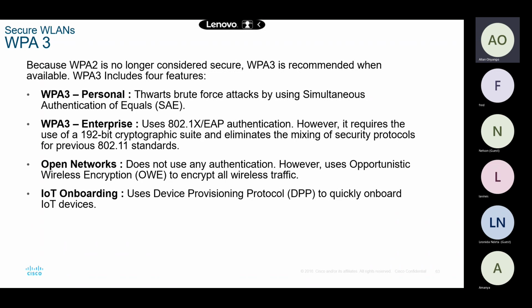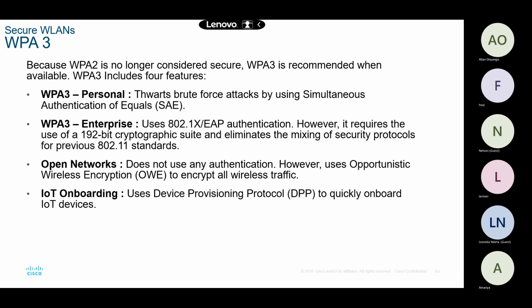Then WPA3 is available, of course, for enterprise networks. And it uses 802.1X/EAP, the Extensible Authentication Protocol, for authentication. But this requires the use of a 192-bit cryptographic suite, which eliminates the mixing of security protocols. And this is for other previous 802.11 standards. Yeah, that's for enterprise.